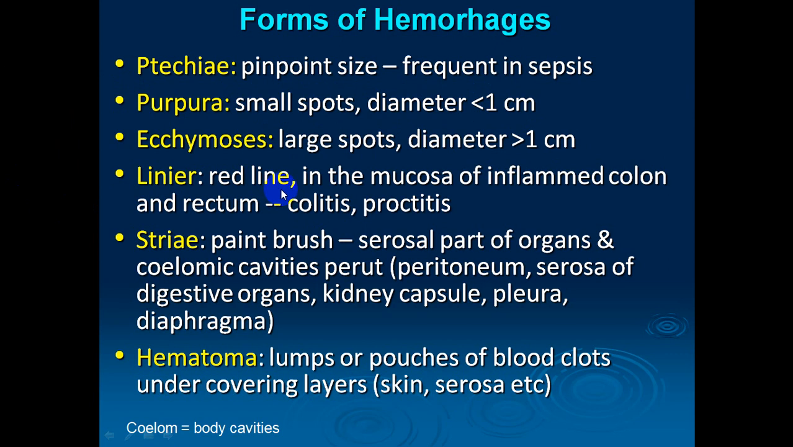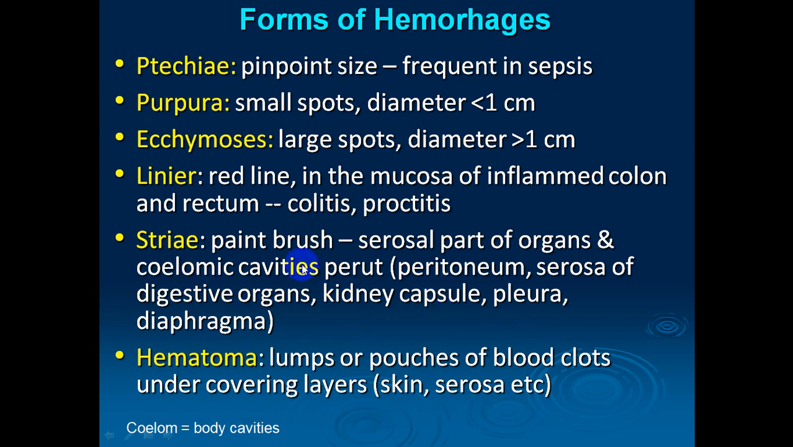Hemorrhages with the shape of a red line, for example, can happen in the case of inflammation in the colon and rectum, in the case of colitis and proctitis. And then there are also paintbrush hemorrhages, usually occurring in the serosal part of organs or in the cavities in animals. Okay, cavities means coelomic cavities like the peritoneum or thoracic cavity.